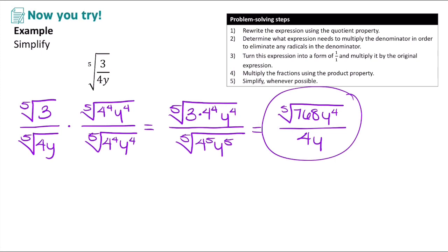So in the numerator, that gives me 3 times 4 to the 4th and the y to the 4th. And then in the denominator, I have the fifth root of 4 to the 5th, y to the 5th. Because remember, I add those exponents together. So in the numerator, I just make that look a little bit better. So that 3 times 4 to the 4th, I did that on my calculator and got 768. And then that y to the 4th. And then in the denominator, just have 4y.